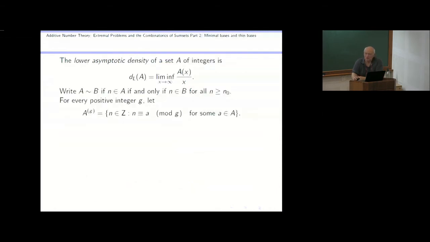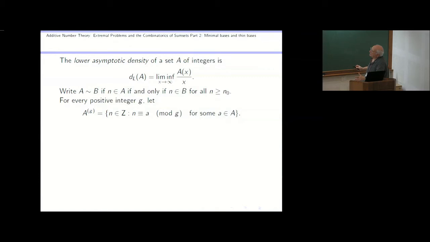And the proof is going to use Kneser's theorem on the asymptotic density of sumsets. So let us recall that A(x) is the counting function of the set. A(x) over x is between 0 and 1. You take the lim inf, and that's the lower asymptotic density. And again, if the limit exists, then it's simply called the asymptotic density, and we don't write the L.